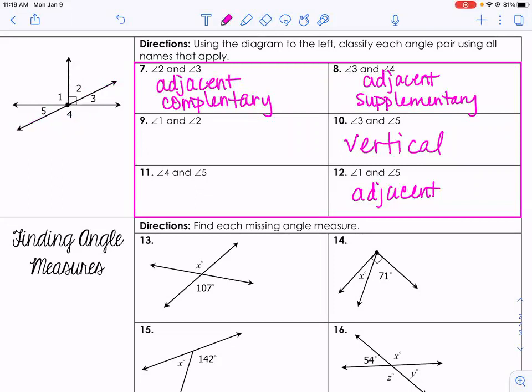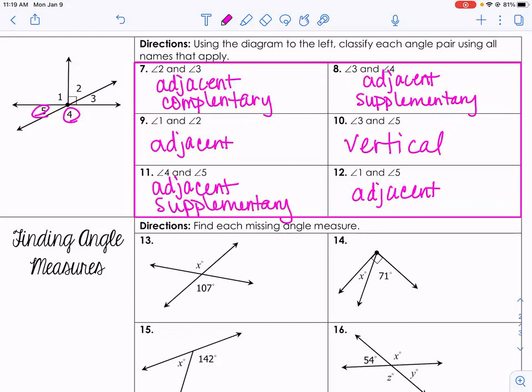Number 9. Angles 1 and 2 are adjacent. Jada, tell us about 4 and 5. Number 11. They are adjacent and they are supplementary. Okay. We know they're supplementary because they make a straight line. Okay. All right, before I send you to your home.